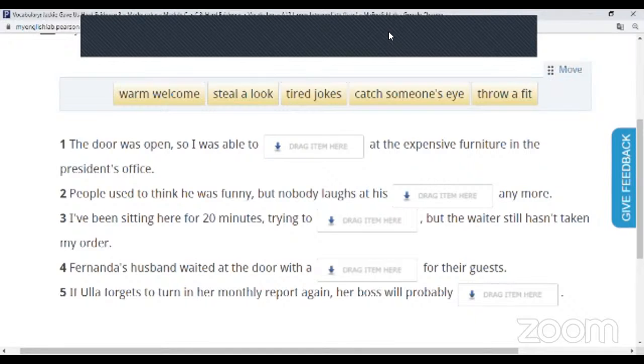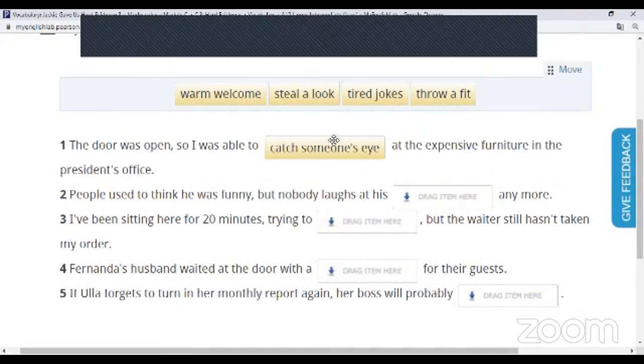Okay, I think it's about time to continue. Let's go with number 1, Lara. The door was open, so I was able to catch someone's eye at the expensive furniture in the president's office. That sounds about correct. Catch someone's eyes. Oh, I don't know. Let me see. Warm, well, steal a joke, throw a fit. Okay, maybe throw a fit will go there, but let me catch someone's eyes.